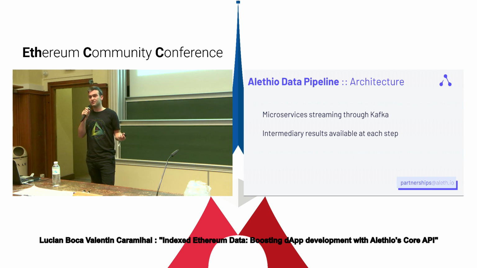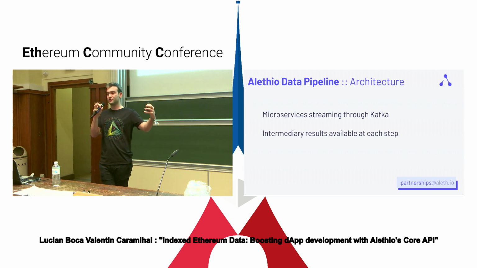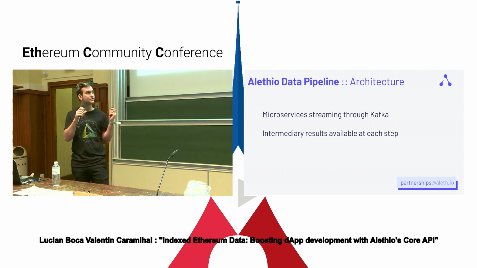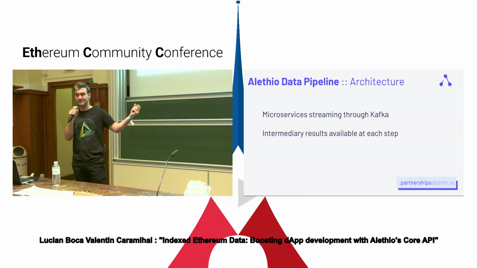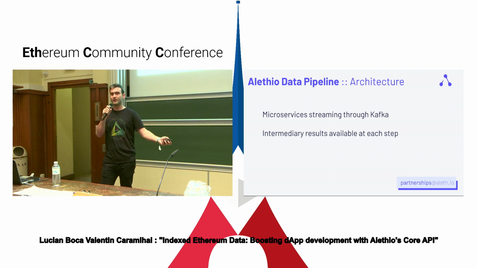It's architected, it's running on Kubernetes. There are a few microservices chained that stream data as they transform it through Kafka. There are intermediary results available at each step, so you can tap into various formats of this transformed data. Some formats are useful for data science, some are more useful for the web apps.